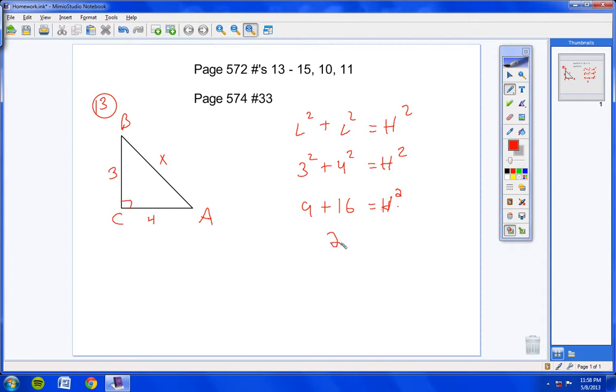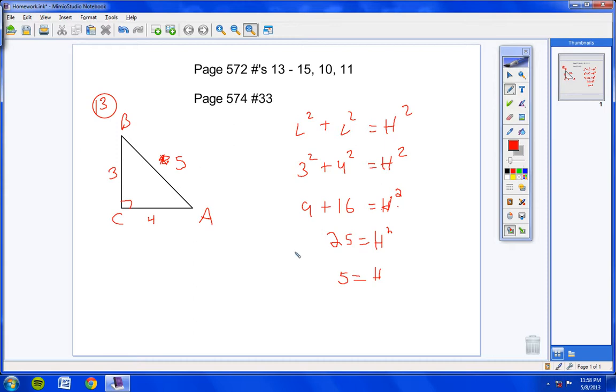Okay, 9 plus 16 would be 25. As you can tell, it's going to be really sloppy. 25 equals h squared. Take the square root of both sides, and 5 equals h. Okay? So I'm going to come over here to where the x is. I'm going to kind of cross that off, and I'm going to put a 5 right there. Okay? Now I've got to find angle. See if we can get this thing to work again. Nope, still messed up.